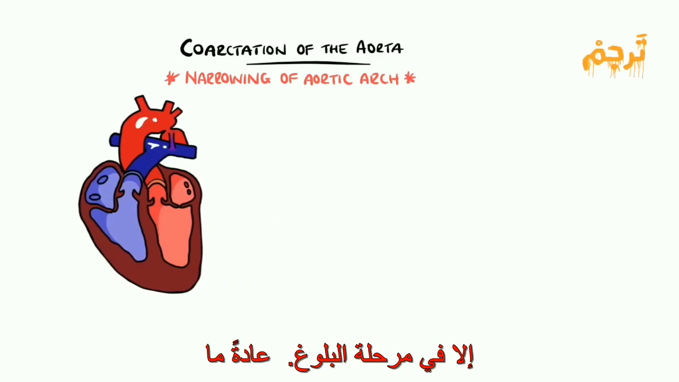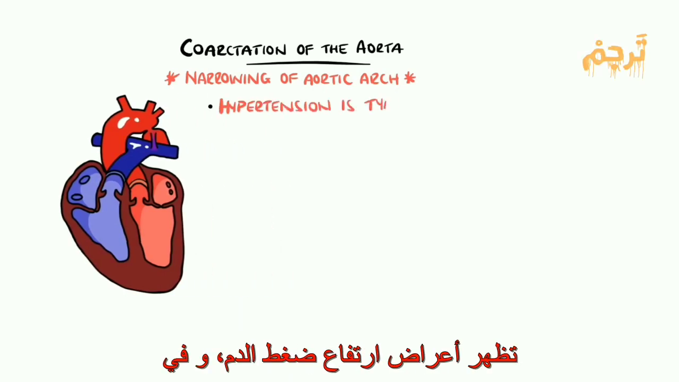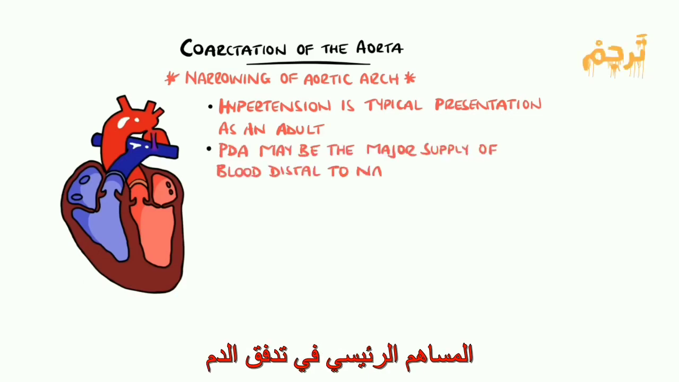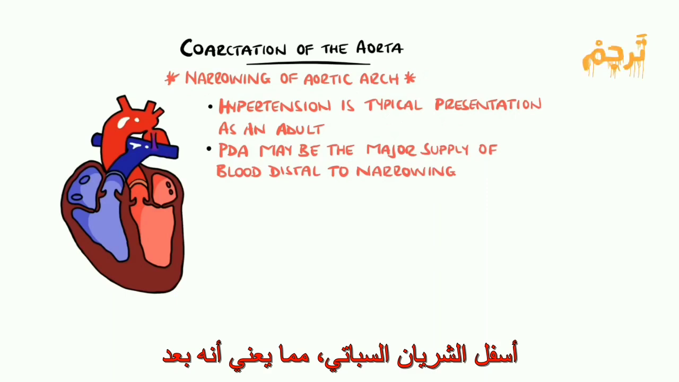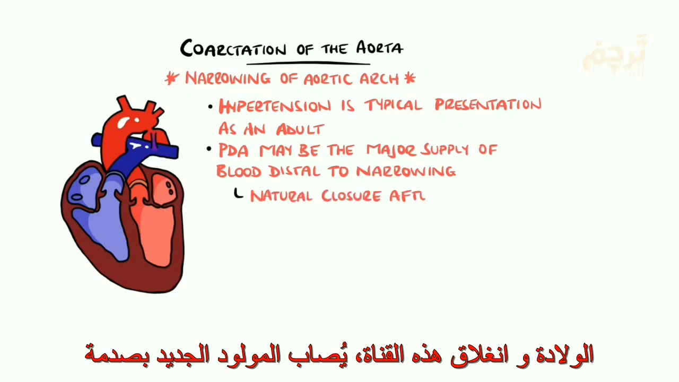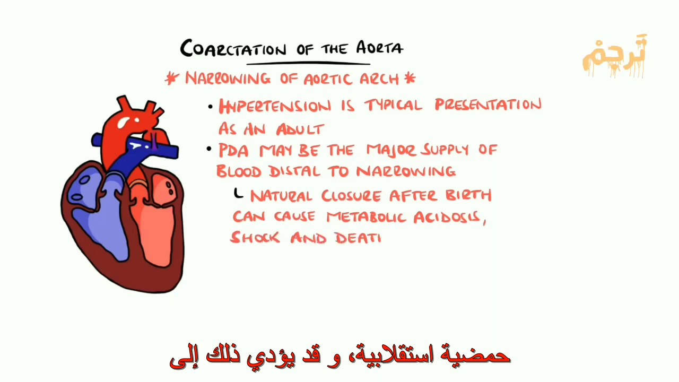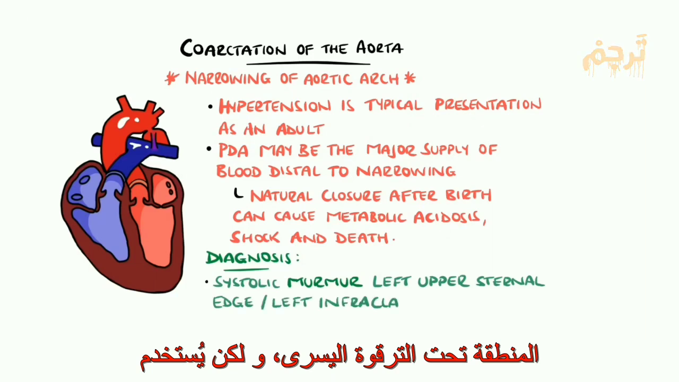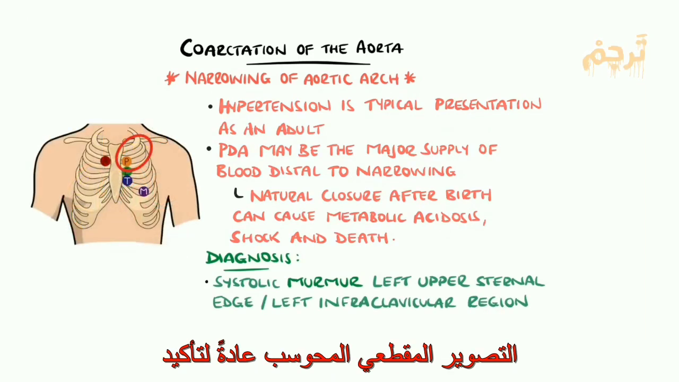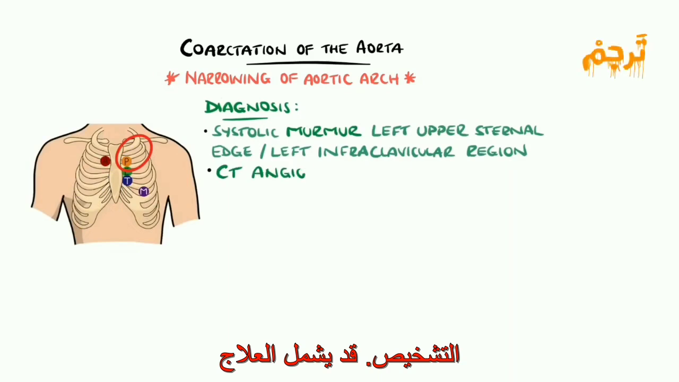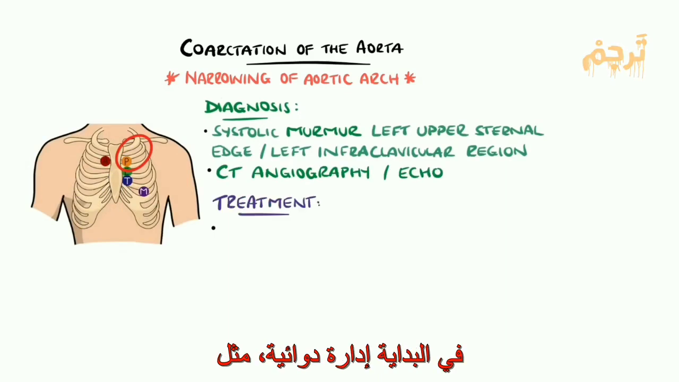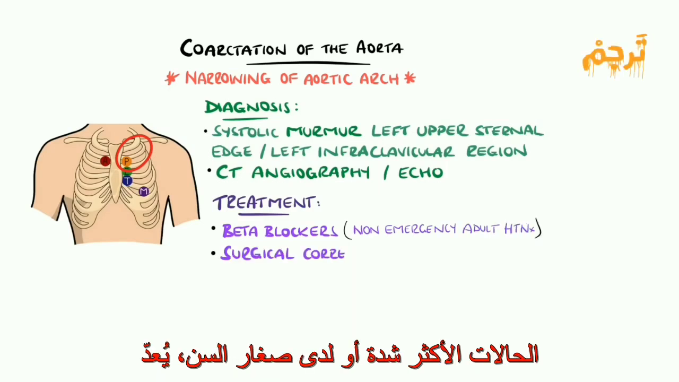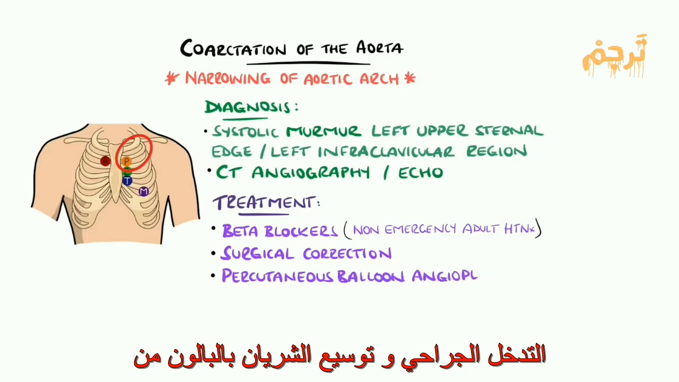Mild cases may not appear until adulthood, typically presenting with hypertension, while in severe cases, the ductus arteriosus is the major contributor to blood flow below the coarctation, which means that after birth and after this closes, the newborn develops metabolic acidosis, shock, and possibly death. A murmur may be heard in the left infraclavicular region, but a CT is generally used to confirm the diagnosis. Treatment may involve medical management initially, such as beta blockers in hypertensive adults, but in more severe or young cases, surgical correction and balloon dilatation are options.